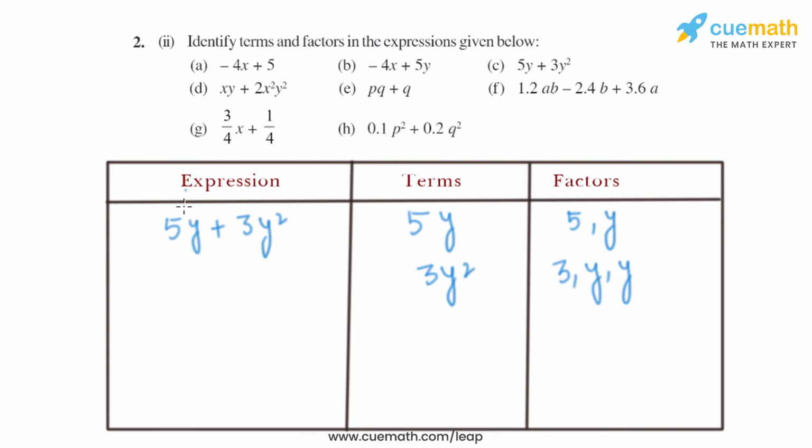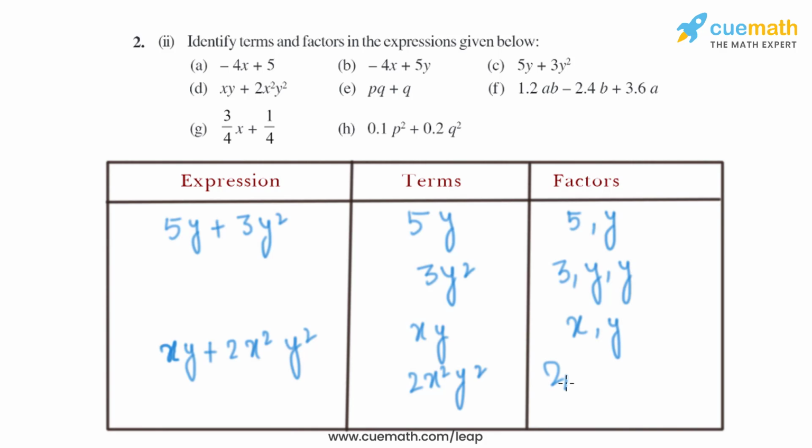Now let's move on to the D part. The expression that is given is xy plus 2x square y square. The terms are xy and 2x square y square. The factors of xy are x and y, as x can divide it completely and y can divide it completely. Similarly, the factors of 2x square y square will be 2, x, x and y, y.